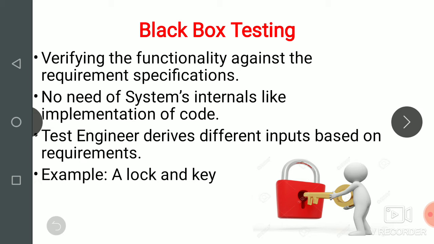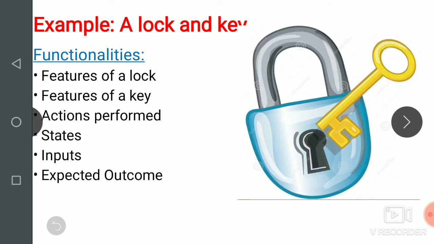Now we will see some of the functionalities of the lock and key. You can see this diagram here. This is the example of lock and key. Here many functionalities are there. Among them, the first one is features of a lock. What are the features of a lock? It is made up of a metal. It has a hole provisioned in the lock and has a facility to insert the key, and the keyhole has the ability to turn clockwise or anti-clockwise. And the second functionality is features of a key.